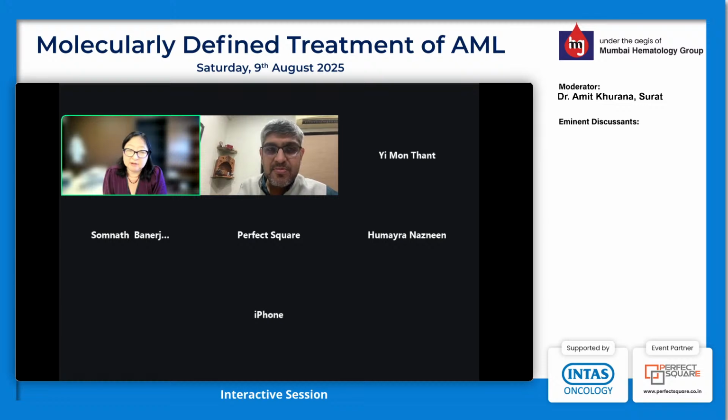So the MRD assays do take a couple weeks. We do it in the marrow first. Once it turns negative, we go to the peripheral blood. We go back to the marrow if needed.